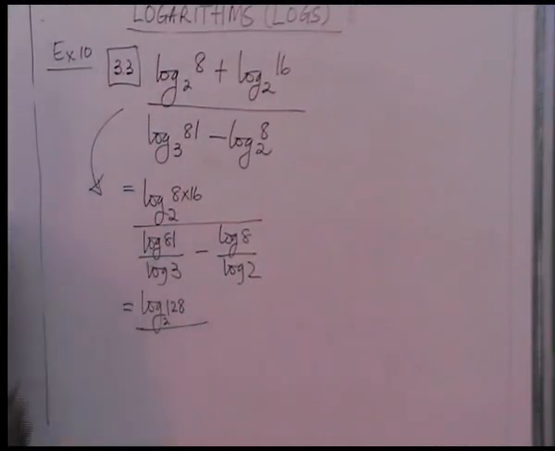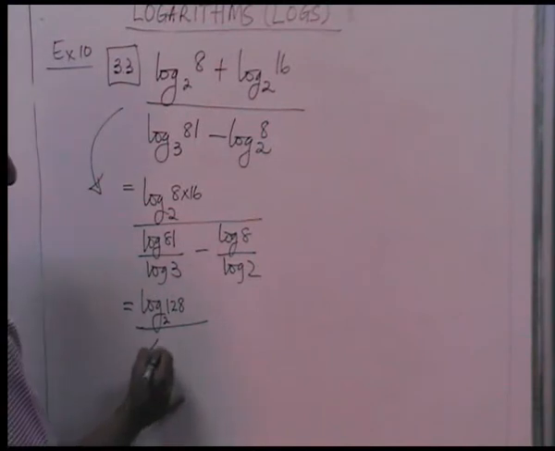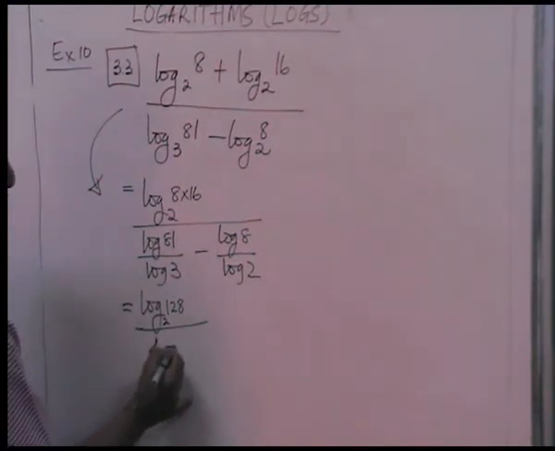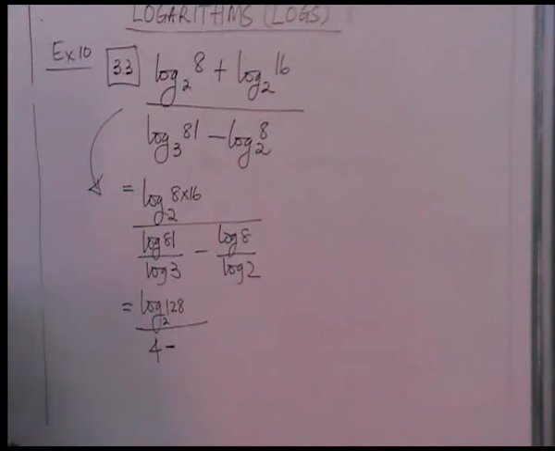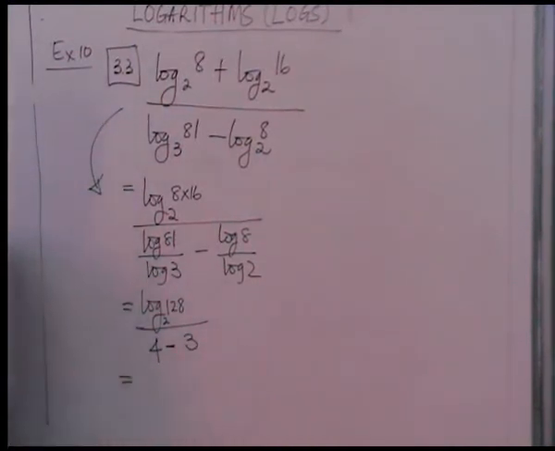Now if I put log of 81 over log of 3 in the calculator, I'll get the answer 4. When I put log of 8 divided by log of 2 in the calculator, I will get the answer 3. So the denominator becomes 1.